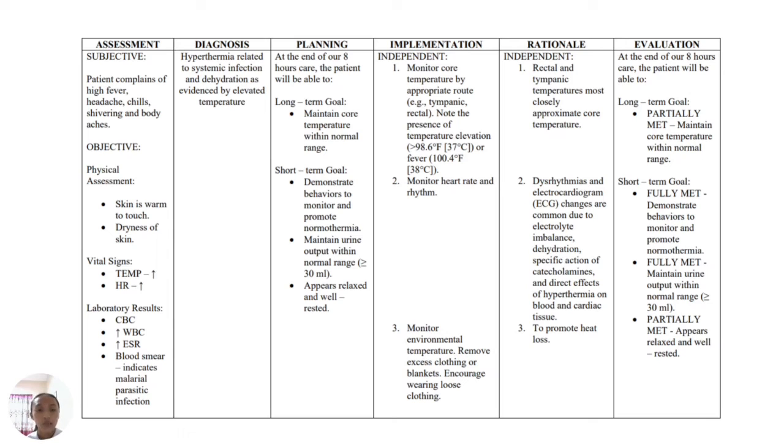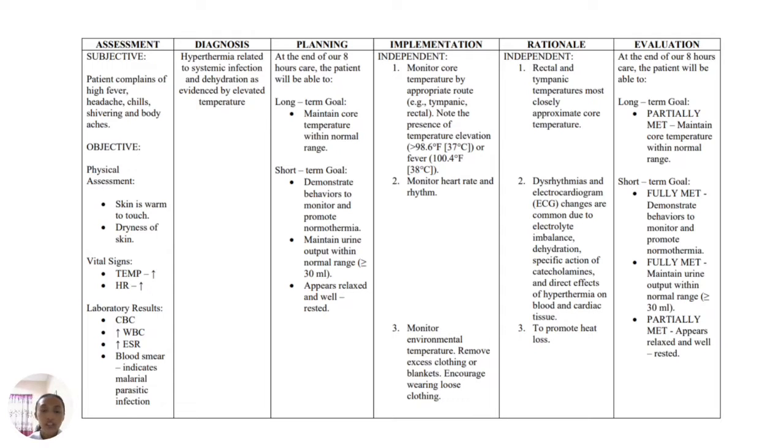And for the last diagnosis, we have hyperthermia related to systemic infection and dehydration as evidenced by elevated temperature. For the subjective data, usually the patient would complain of high fever, headache, chills, shivering, and body aches. In the objective data, the physical assessment, the patient would manifest skin that is warm to touch and dryness of skin, can be dehydrated, and the vital signs: temperature increased, heart rate also increased. In the laboratory results, the CBC, usually the WBC increases, the ESR also increases, and the blood smear indicates malarial parasitic infection.